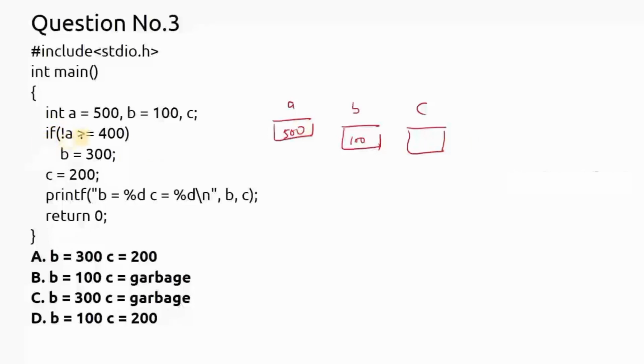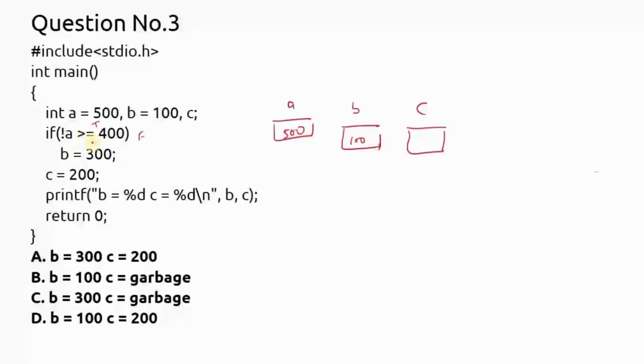Now if not a greater than or equal to 400, so which will be executed first, not or greater than? Definitely as per the operator precedence rule, greater than or equal to will execute first. So a greater than or equal to 400. Now if you see 500 is greater than or equal to 400, yes, true, this statement is true. So true means it has to execute this, but there is a not, that means negative of true, that is false. So if this condition is false, it will go out of the if condition without executing it.